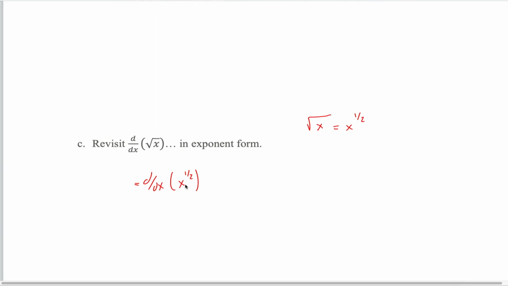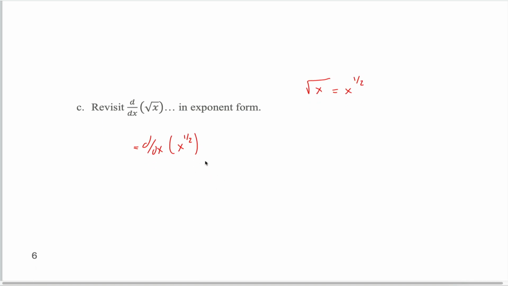We haven't proven that the power rule works in this case where the exponent is a fraction. We've only proved that it works at first when it was a positive whole number and then when it was a negative whole number. But let's give the power rule the benefit of the doubt and just assume that it works. If the power rule did work, I'd bring that 1/2 out in front, and then I'd subtract 1 from the exponent. 1/2 minus 1 is negative 1/2. If the power rule worked when the exponent was fractional, it would say that the derivative of x to the 1/2 power is equal to 1/2 times x to the negative 1/2 power.